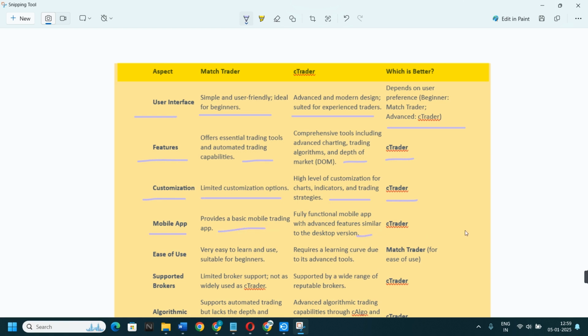Now let's look at the ease of use. cTrader is very easy to learn and use, suitable for beginners. And cTrader requires a learning curve due to its advanced tools. So cTrader is better. Now let's look at the supported brokers.